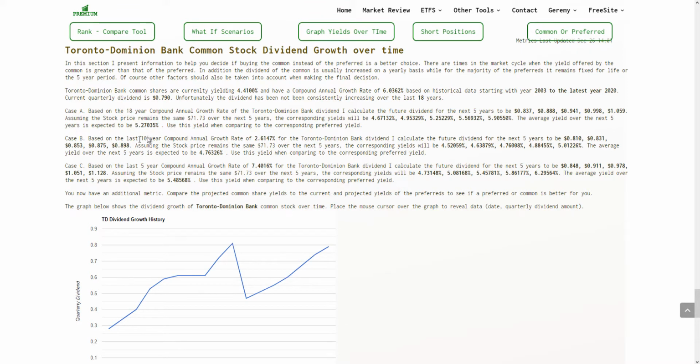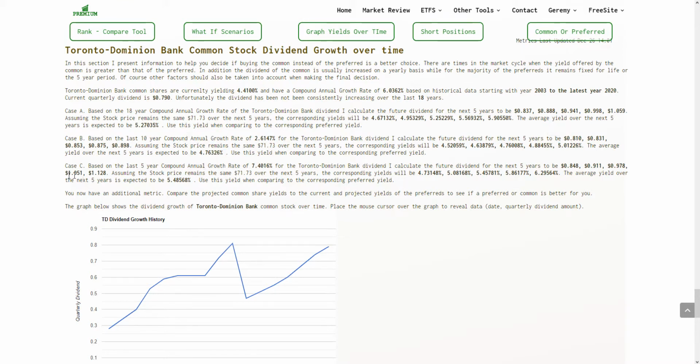Case B. Based on the last 10-year compound annual growth rate of 2.6% for the TD dividend, I calculate the future dividend for the next 5 years to be starting at 81 cents and ending at 89 cents. Assuming the stock price remains the same, $71.73 over the next 5 years, the corresponding yields will be 4.5%, 4.6%, 4.7%, 4.8%, and 5%. The average yield over the next 5 years is expected to be 4.7%.